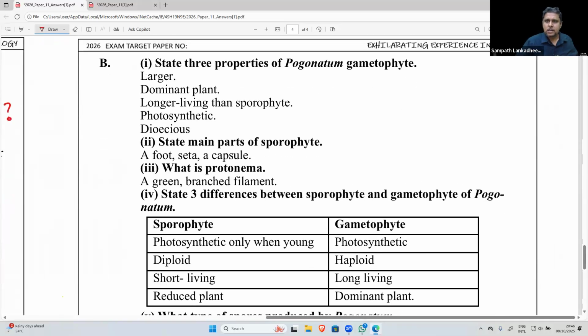Part B. State three properties of Pogonatum gametophyte. Dominant plant, large, long-lived, photosynthetic, dioecious, unisexual. State the main parts of the sporophyte: foot, seta, capsule. Pogonatum. Then what is protonema? Green branched filament.